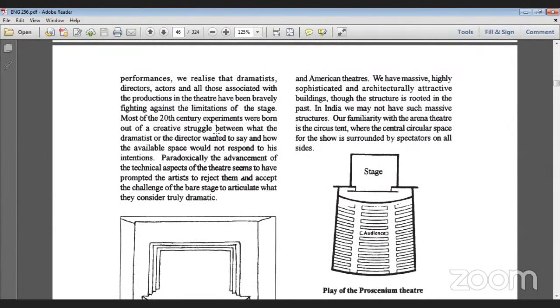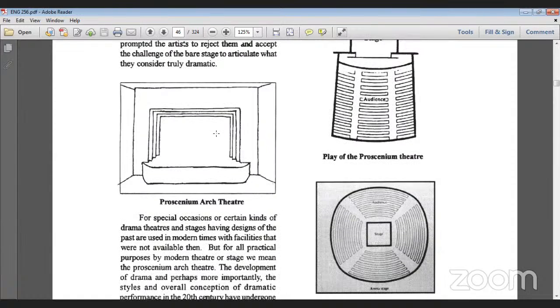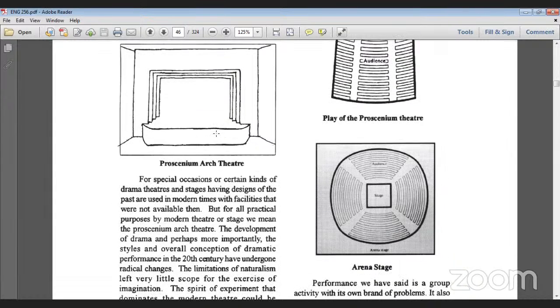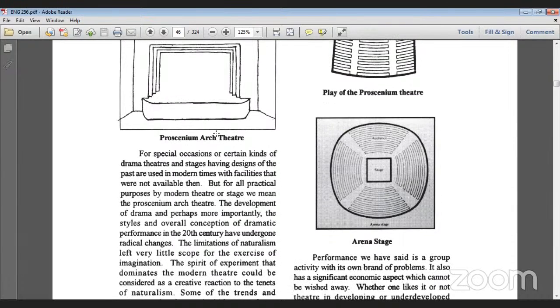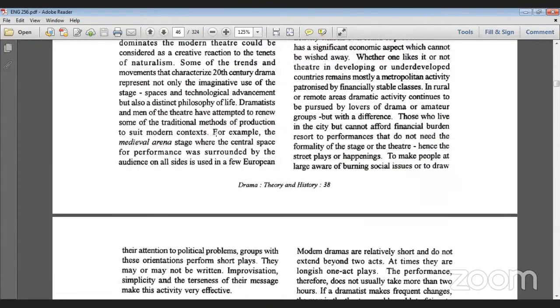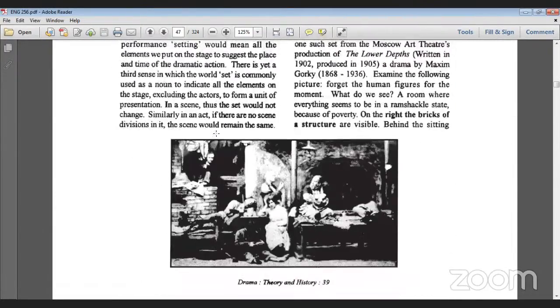Now, how the stage is there, the play of the proscenium arch theater, as we see nowadays in the theater. If you look for a theater, in the last period we had explained to you about Bal Gandharva. You can see how the theater is. If you have gone through it, you can go and see. Theory and history.